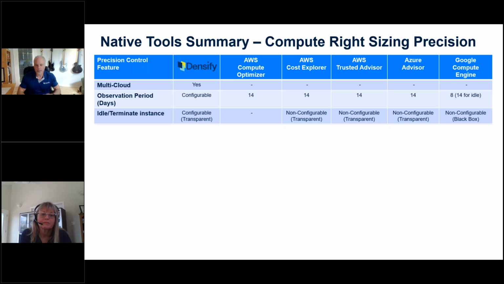So idle or terminated instance is configurable for Densify in terms of how much history you need or the thresholds. For AWS Cost Explorer, Trusted Advisor, and Azure Advisor, those things are non-configurable. So the rules themselves are not configurable. They are transparent in terms of telling you how they actually come up with the answer. And for Google Compute Engine, they're not configurable and they don't tell you exactly how it comes up with those answers.